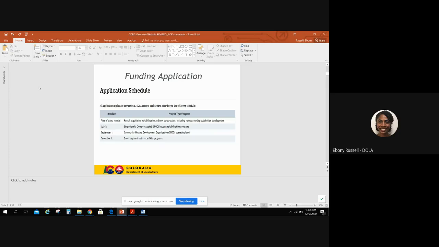The application schedule for all projects, including CDBG, looks like this. If you are requesting rental, acquisition, rehabilitation, new construction, those things, we accept those on the 1st of every month. For the Single Family Owner Occupied Program, that is July 1st of every year. And the Down Payment Assistance Program, which just passed, is December 1st of every year.